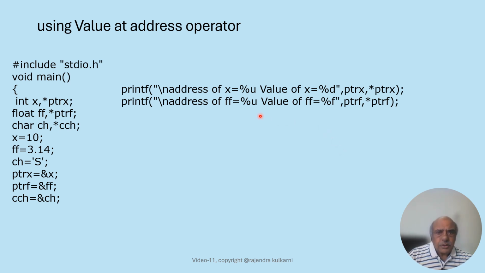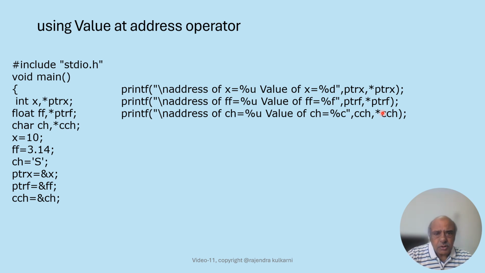Similarly, for ff, the address of ff will be obtained through ptrf, the address of ff stored in ptrf, whereas the value of ff is being obtained using the value at address operator star, and this star ptrf will give us the value stored at the location whose address is stored in ptrf. Similarly for the char variable.